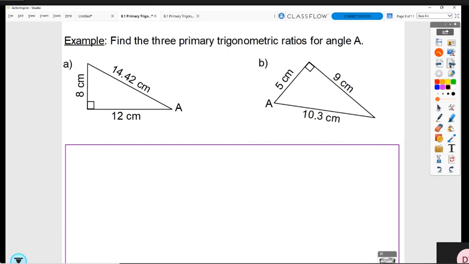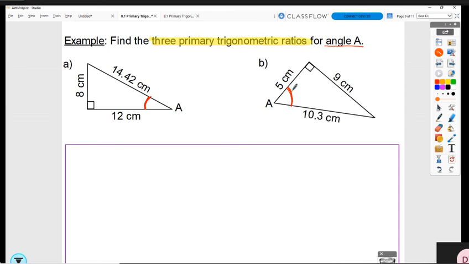So let's practice this, because this is basically what our homework is going to be. It's going to be exactly like these two questions. And the question is basically just going to say, find the 3 primary trigonometric ratios for angle A. So they're telling us that our reference angle is angle A. So I'm going to go ahead right now in my diagram and use angle A as a reference, just because they told us that and I don't want to forget.